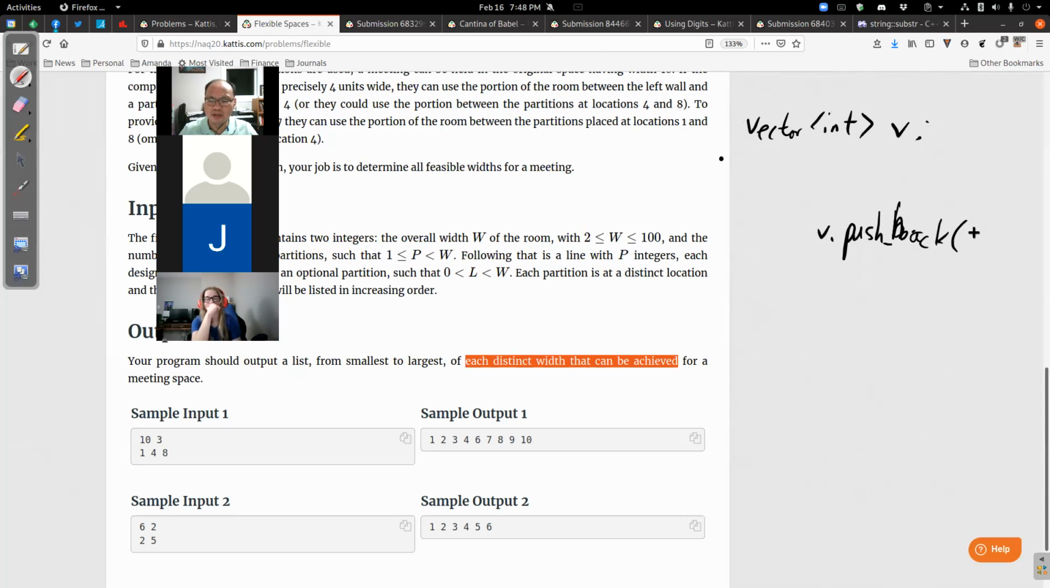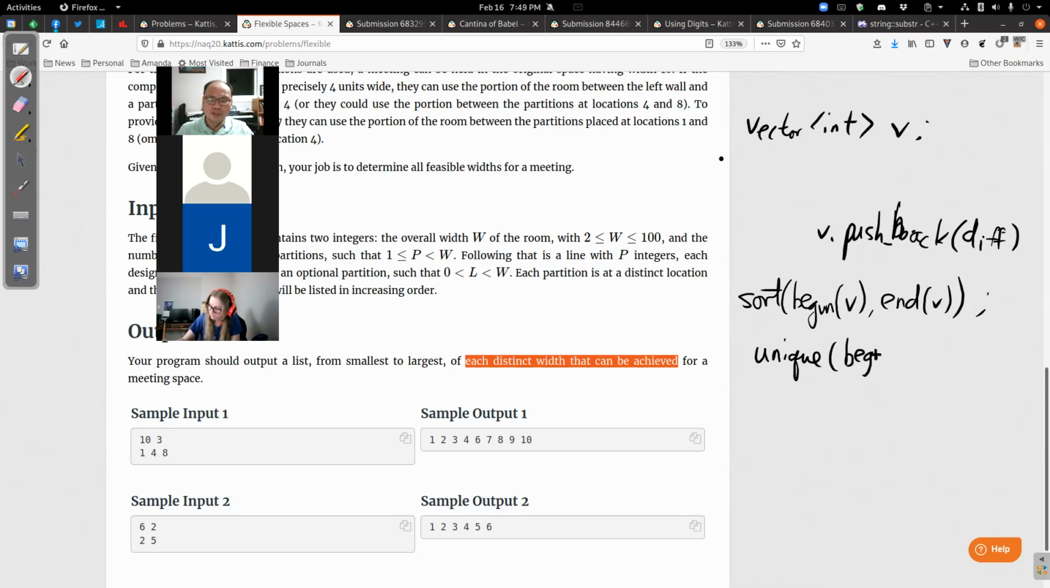Back diff, and then the problem is that this might have some duplicates. To remove duplicates, the first thing you've got to do is sort the array. So that would sort it. And then there's a function called unique, which will get rid of all the duplicate items, except that it does things in a funny way. So what do I mean by that?